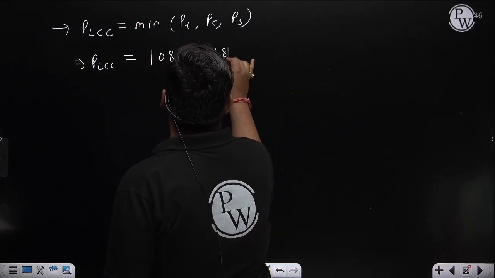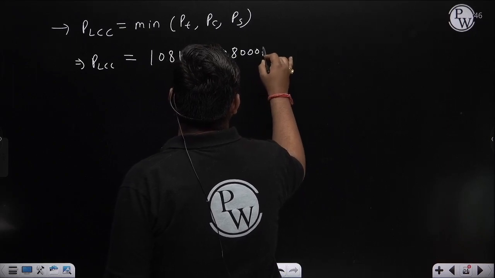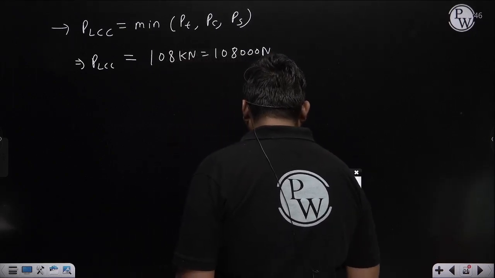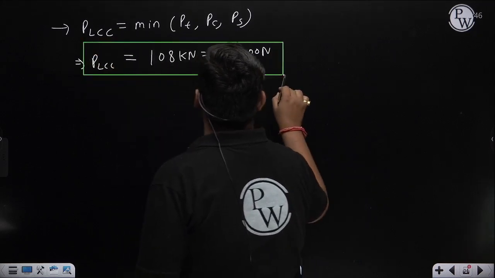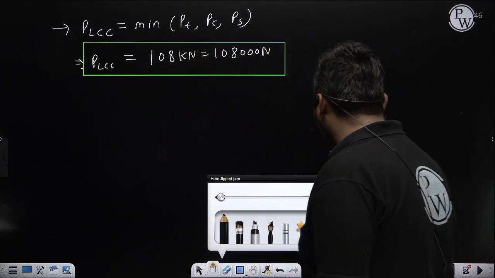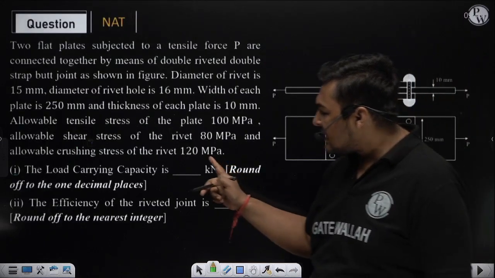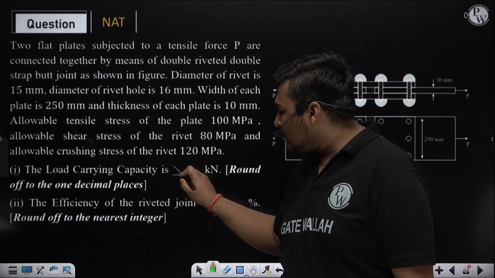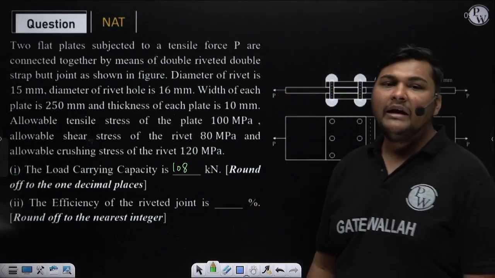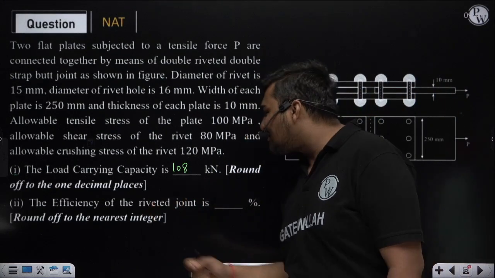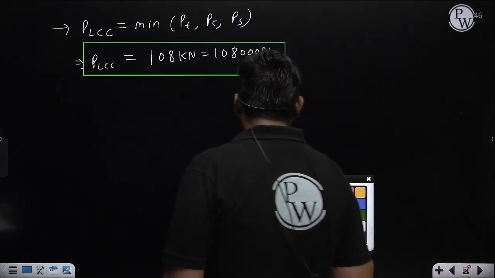If you write in newton, it is 108,000 newton. So, the first part we have solved, that is actual load carrying capacity, which is coming 108 kilonewton, or in newton it is coming 108,000 newton. So the examiner is asking actual load carrying capacity in kilonewton, and the actual load carrying capacity of this system is 108 kilonewton. Okay, now second, we have to calculate the efficiency of this riveted joint.